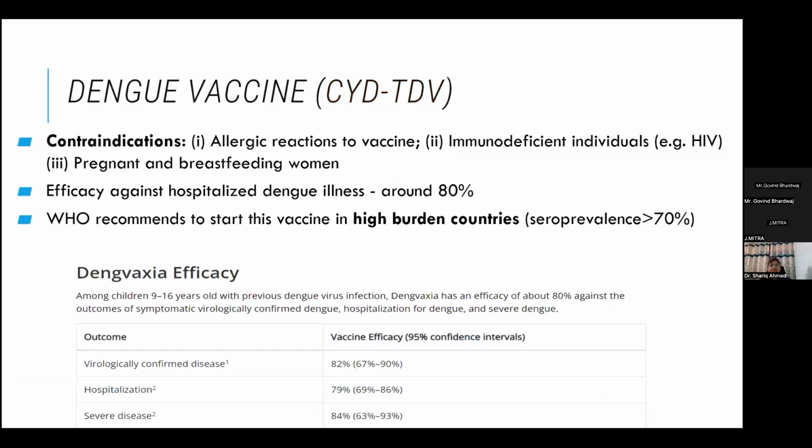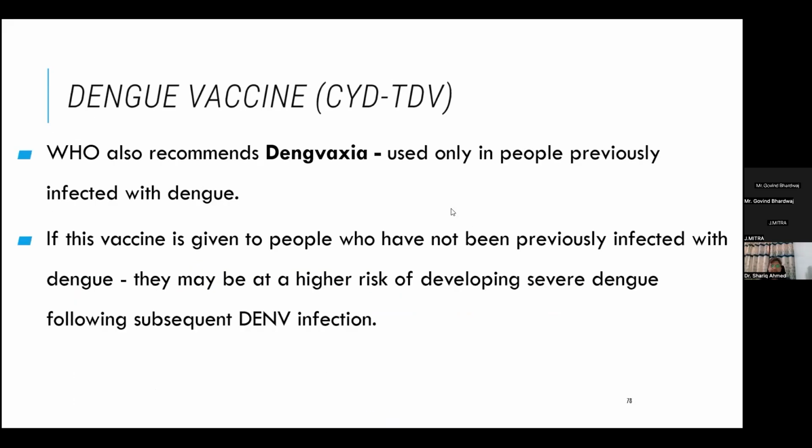There are various contraindications like allergic reaction, immunodeficiency, and pregnancy, and the efficacy for biologically confirmed cases is 82%. Hospitalization is reduced by 79%, and severe disease by 84%. But it is only recommended in high burden countries, which have a seroprevalence of more than 70% of dengue.